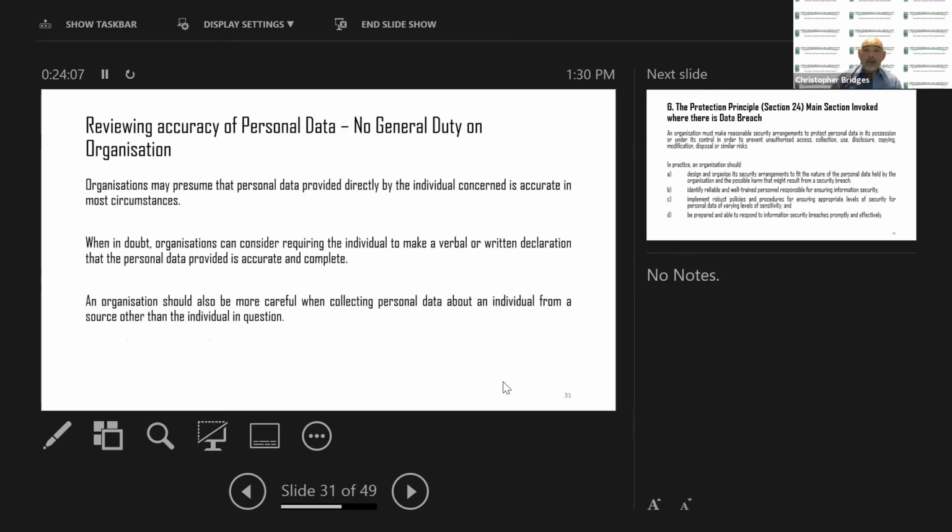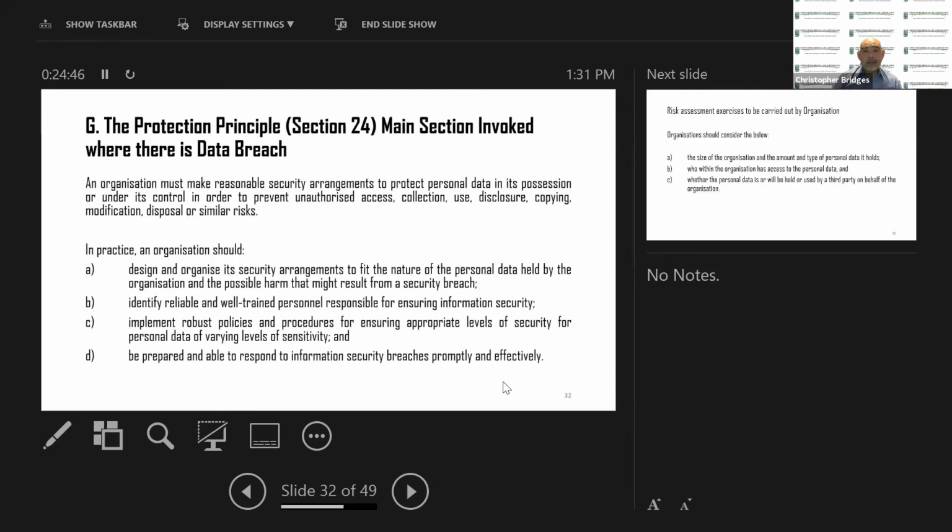There is no general duty on an organization to review accuracy of the personal data. However, I would advise that when you are collating the data, you have a notification to the individual who's providing the data to say, please ensure all data provided is accurate. Make sure that the form collating the information is clear, specific details are requested, and there is no miscommunication or confusion such that an individual may misunderstand the form and provide wrong data or inaccurate data.